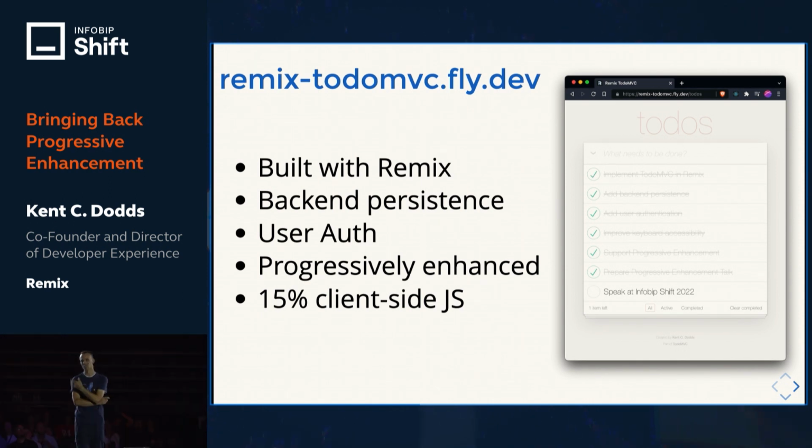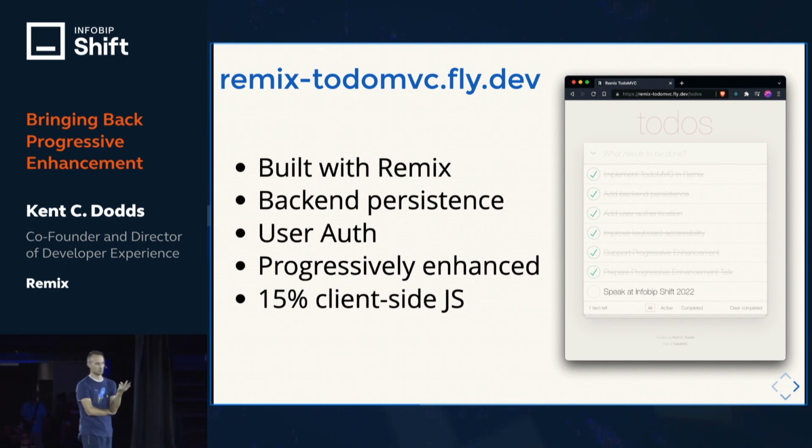So you can actually go to this right now if you want to. It's remix-todomvc.fly.dev. And there are a couple of different things here. So it was built with Remix. It actually supports backend persistence, whereas the other implementations just use local storage. Adding that is like an enormous amount of complexity, because now you have to think about errors due to the network. You have to think about the network and pending states and everything. Whereas with local storage, it's like, write it to local storage.